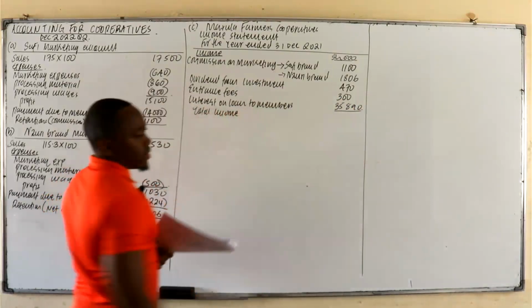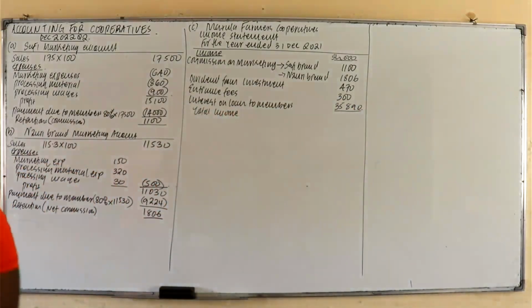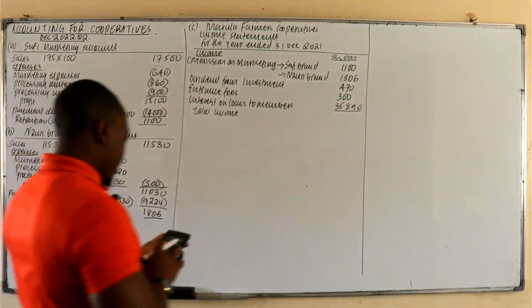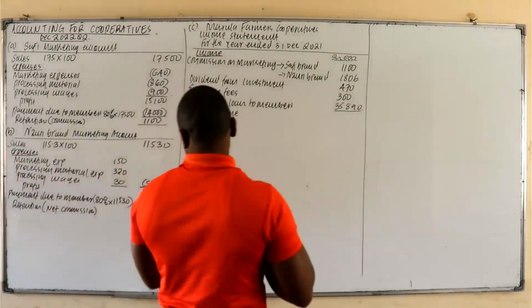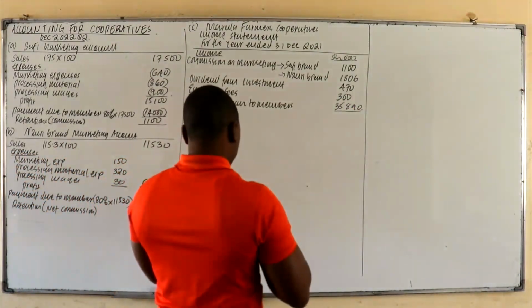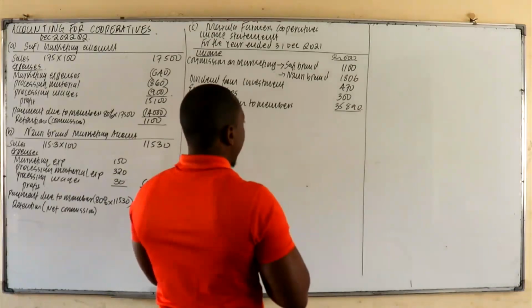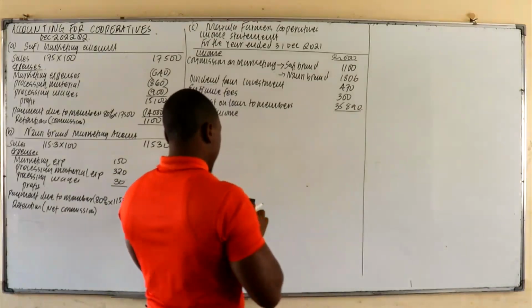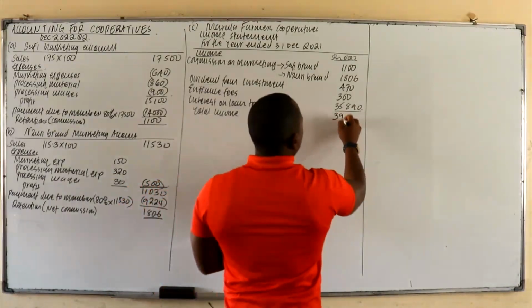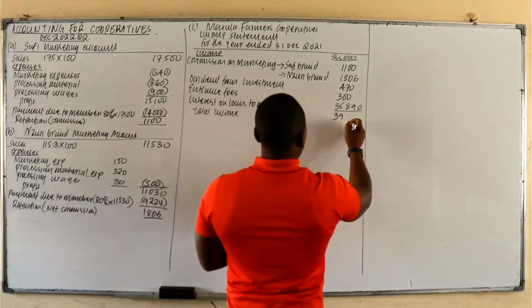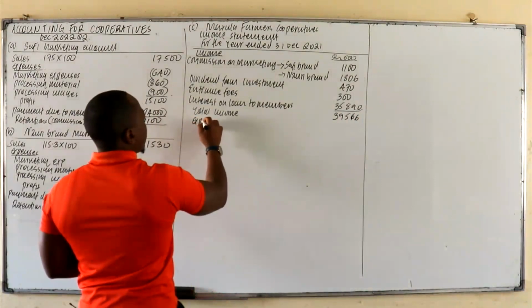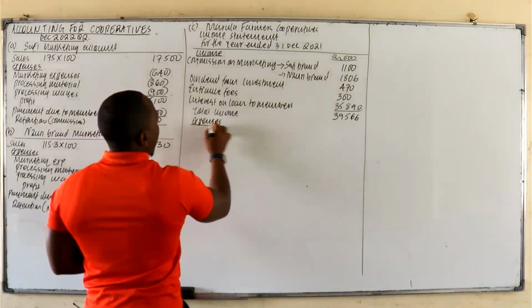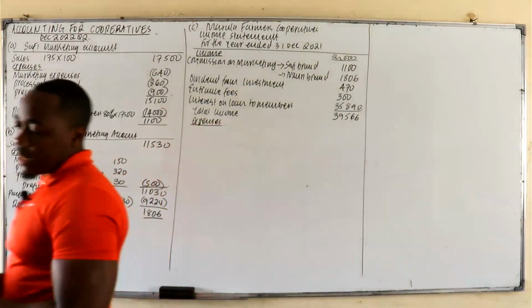So now let's add the total income. So we have an amount of 1100, we have 1806, we have 70, we have 300, we have 35,890. You get an amount of 39,566. Then we deduct the expenses. Now expenses, they are debited.